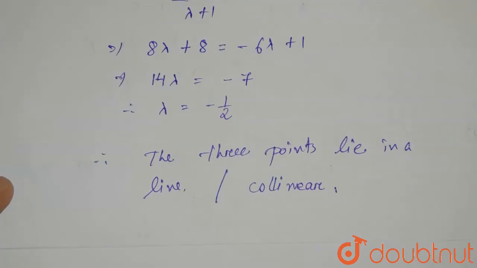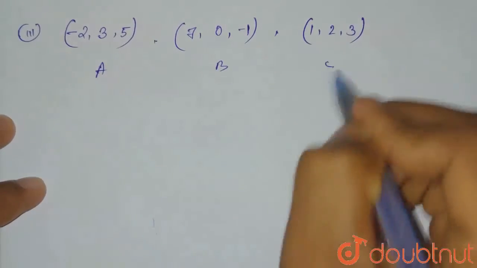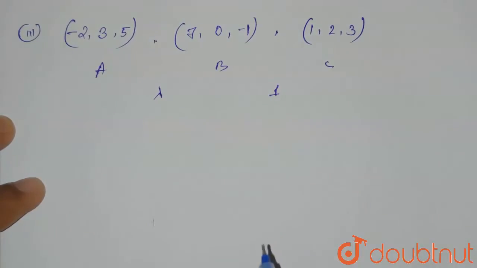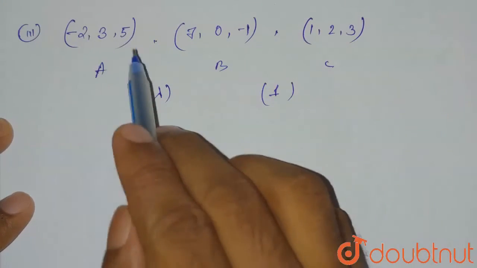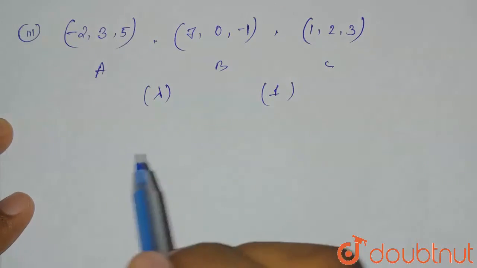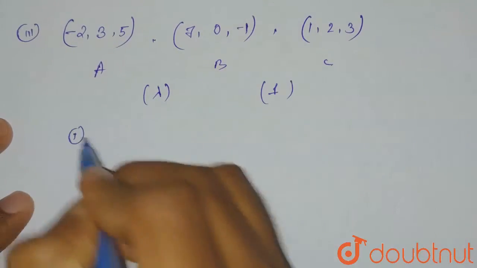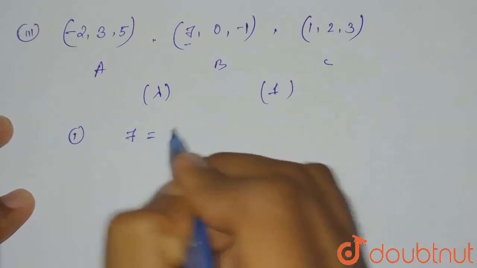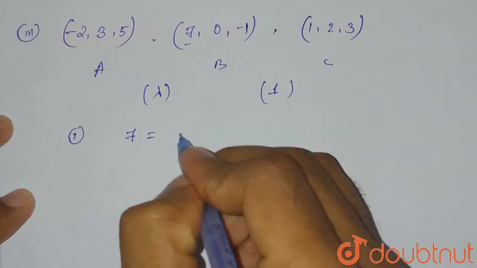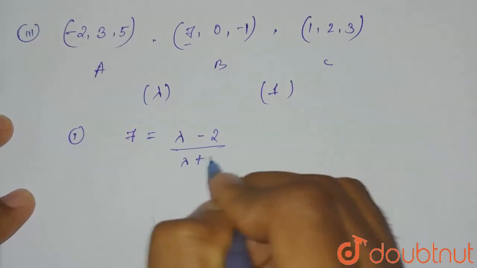Now we'll check for our third point. So this is our third question. Again let's say this point is A, this is B, and this is C, and the ratio is lambda is to 1. Now we'll try to find out the value of lambda and check whether these three coordinates, that means x, y, and z coordinates, satisfy the value for lambda or not. Now for the first point, the x coordinate, with respect to the B point, 7 will be equal to lambda into 1, that means lambda minus 2 divided by lambda plus 1.